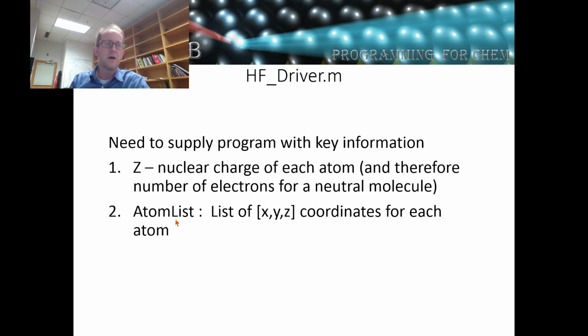All right. And so for our HF driver, we're going to go ahead and build that now. And then in the next couple of videos, we'll build the programs that help us build our basis sets and then calculate the actual matrix elements. So for HF driver, the only things we need are a list of the atomic numbers. So if I have a methane, I would need to give it that we have 1 carbon and 4 hydrogen atoms.